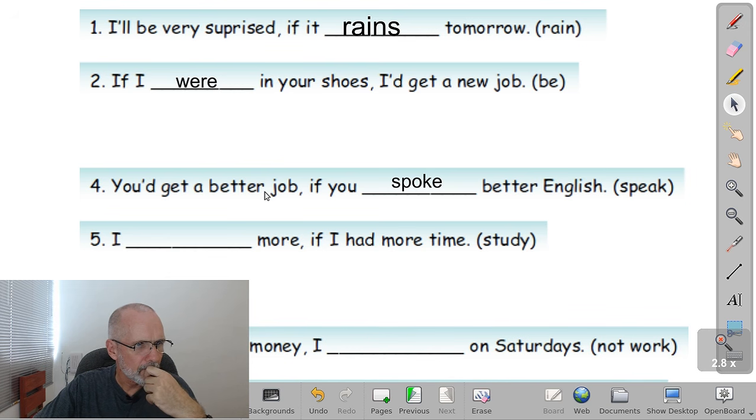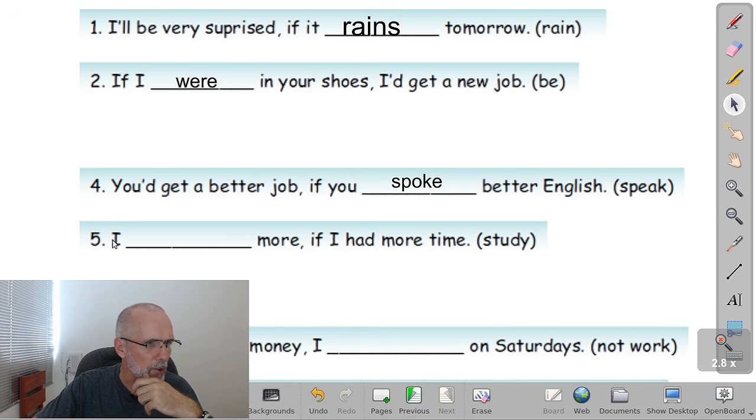So, next one. Let's move. I think I've got to move this. Oh, I think you can still see it.